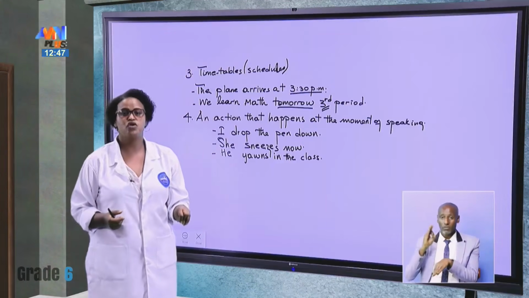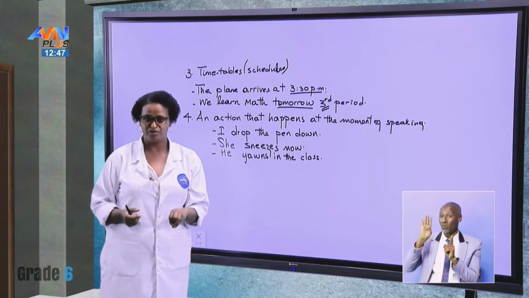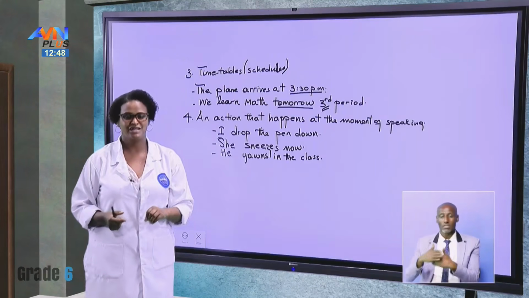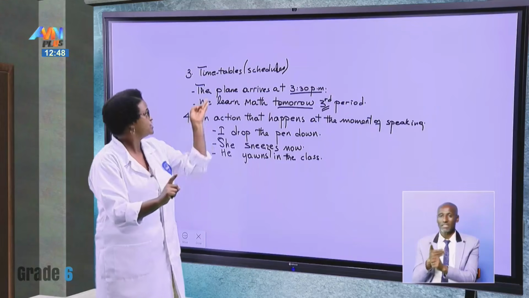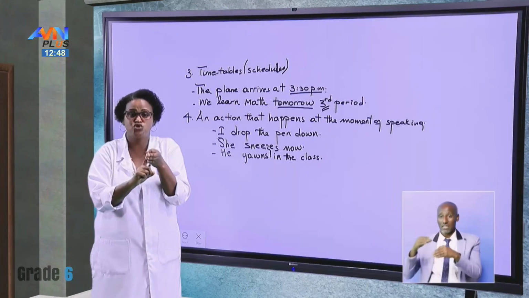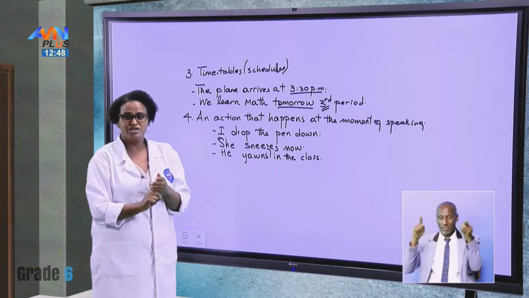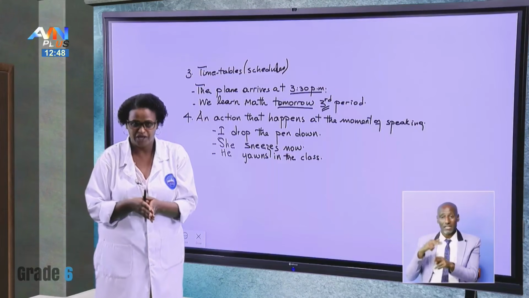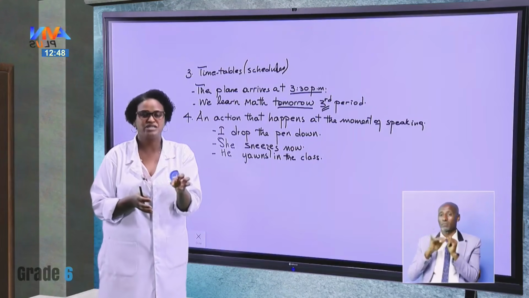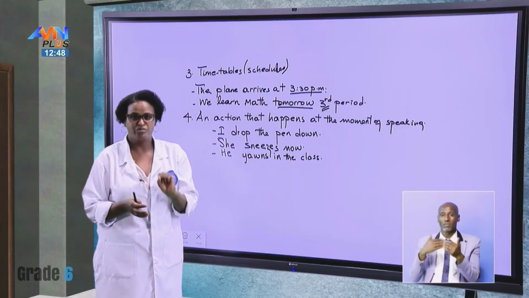These are the four purposes when we use simple present. Let me say it again. General truth, habitual action, yeah? The third one, schedules or timetables. And the other one, an action that happens on the moment of speaking. These are the purposes when we use simple present.